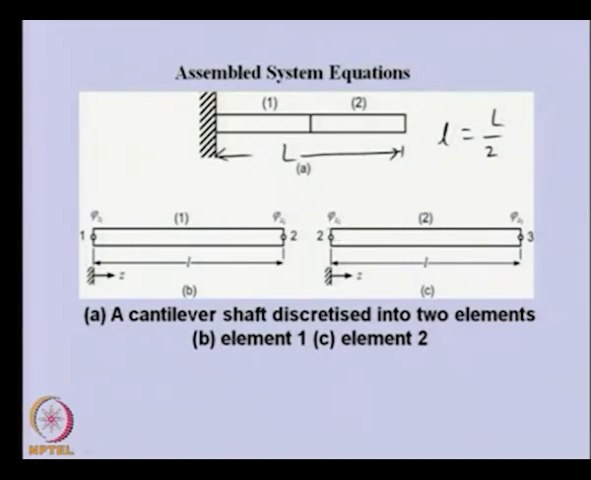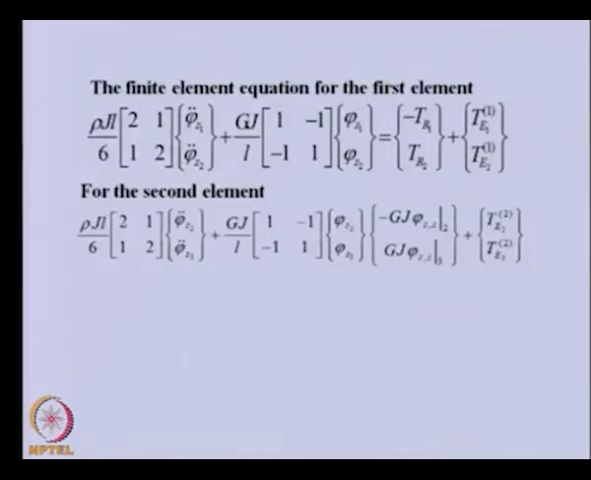Now once we have divided the whole system into two elements, the boundary conditions will be taken care of subsequently, once we get the system equation. So now let us concentrate on the element. For element 1, if we want to obtain the equation of motion, the form of the equation will be exactly the same as we have obtained earlier.